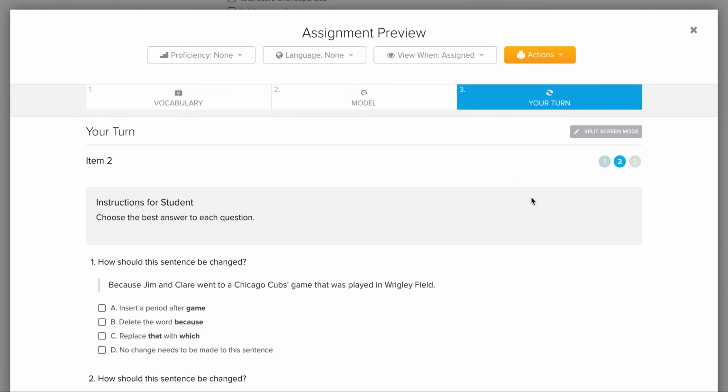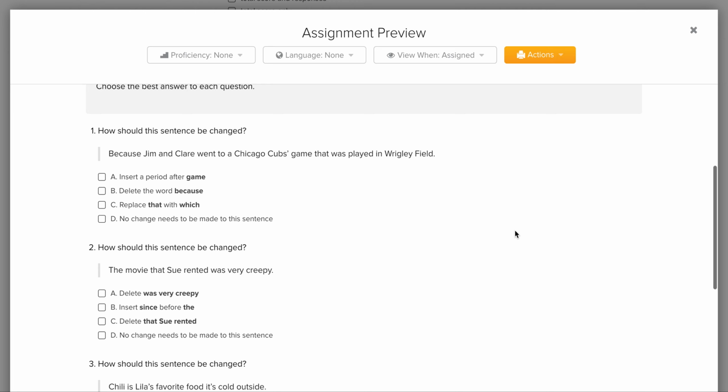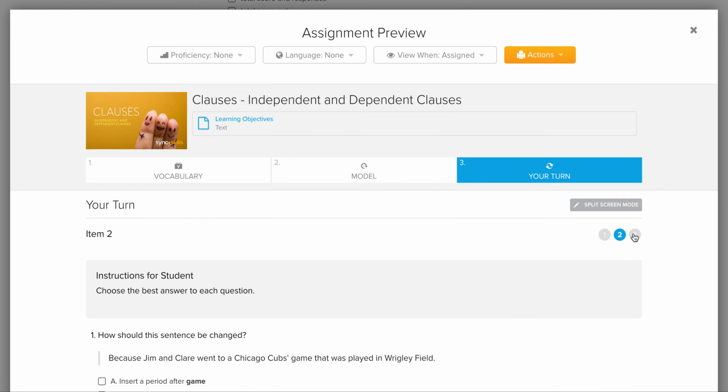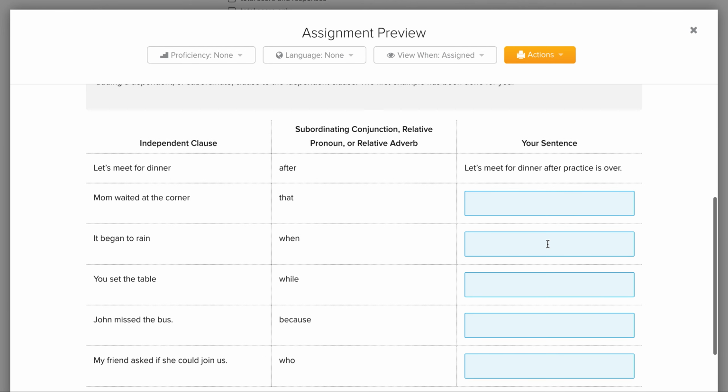Page 2 is a multiple choice quiz that would be similar to something that you might see in the end of unit tests. And page 3, you're going to be constructing your own complete sentences using the independent clause that they give you, and then beginning your dependent clause portion of it with whatever word they tell you, and making a full long sentence, what we call a complex sentence over here.